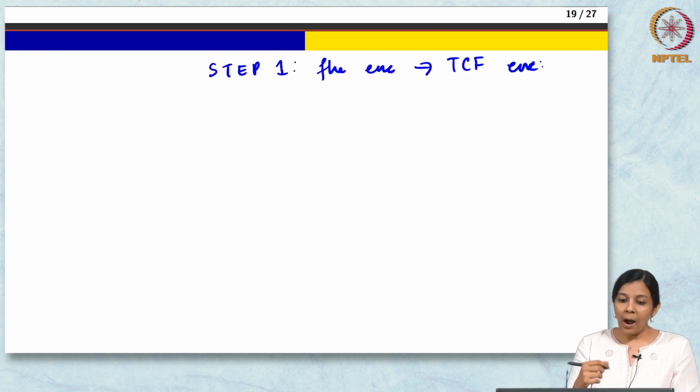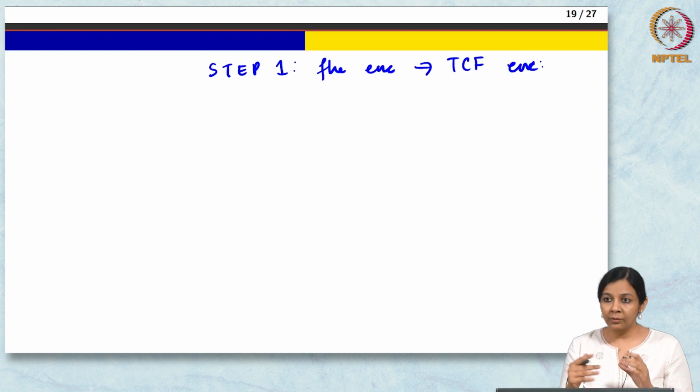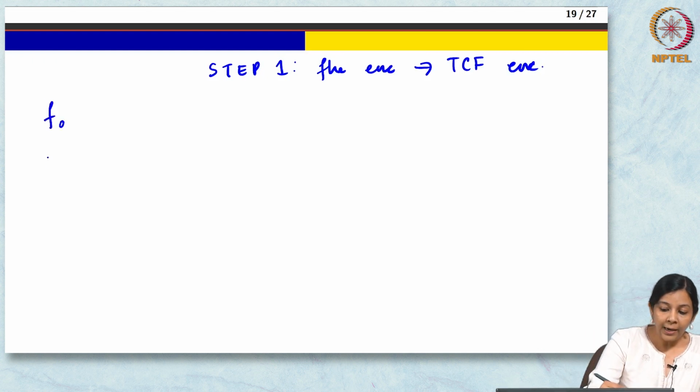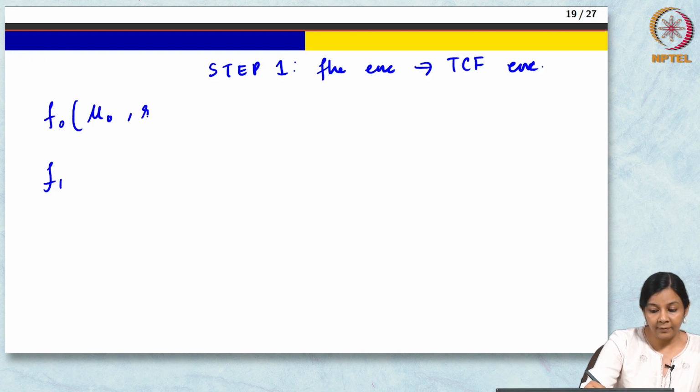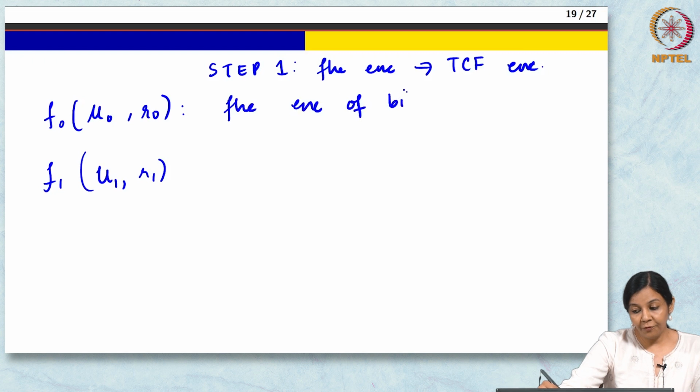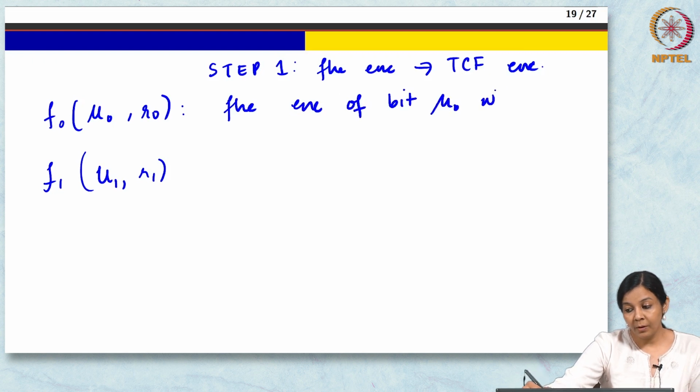So, let me outline this transformation. I need to define F0 and F1. Remember that F0 takes some mu 0, r 0, and F1 will take some mu 1, r 1. I need to define these. F0 is actually easy to define. This is just the FHE encryption of bit mu 0 with randomness r 0.